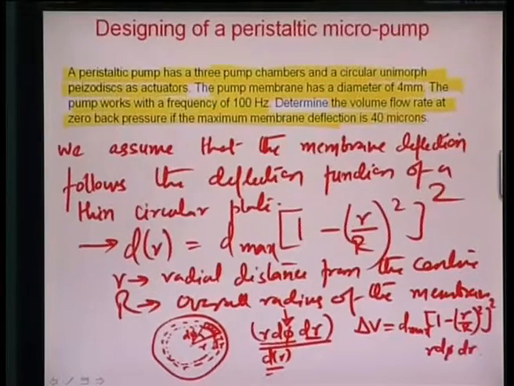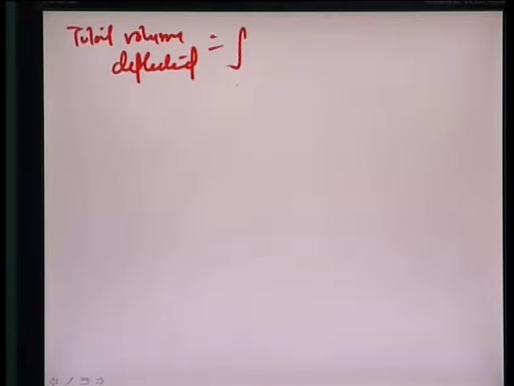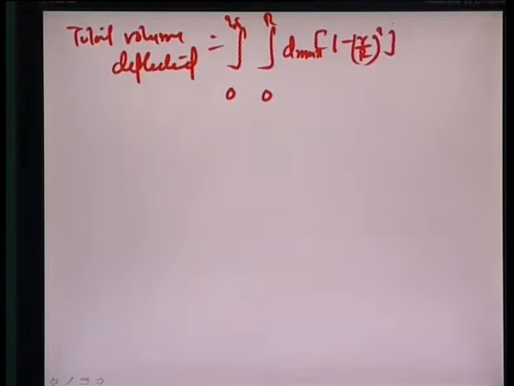And if we want to find the overall volume, let us say the total volume deflected of the circular component, it would be given as phi varies from 0 to 2 pi and radius small r varies from 0 to capital R. You have d max times (1 minus small r by big capital R squared) squared, r dr d phi, and this essentially comes equal to 2 pi by 3 d max times r squared.